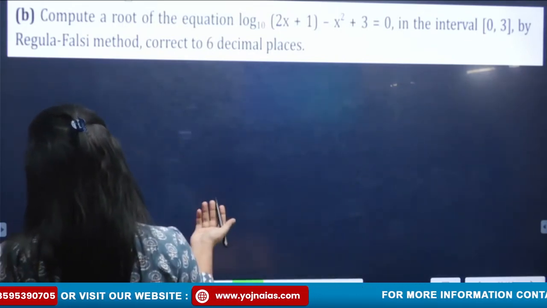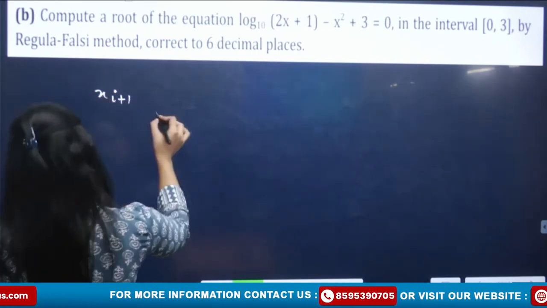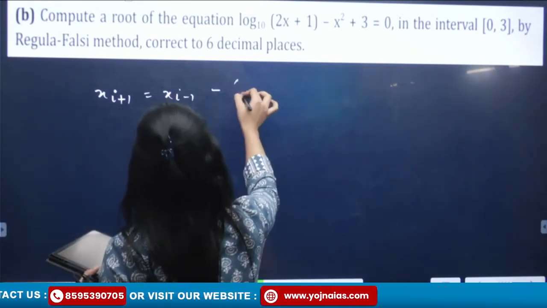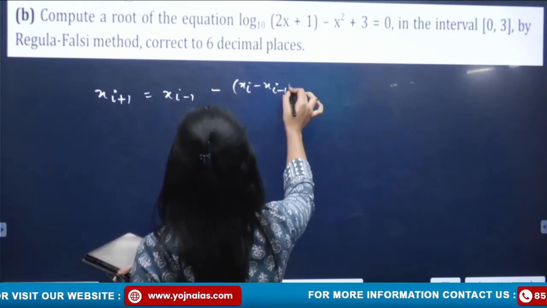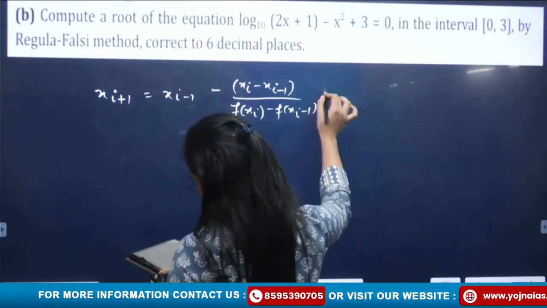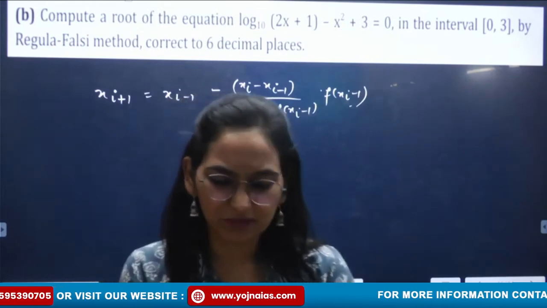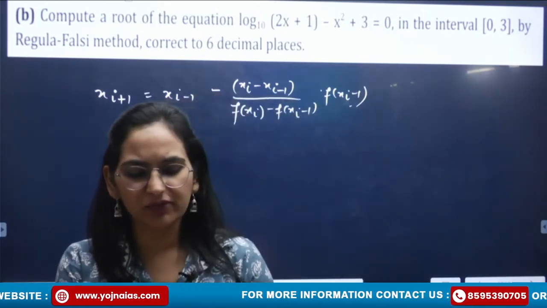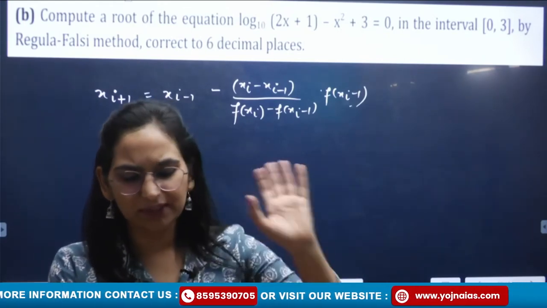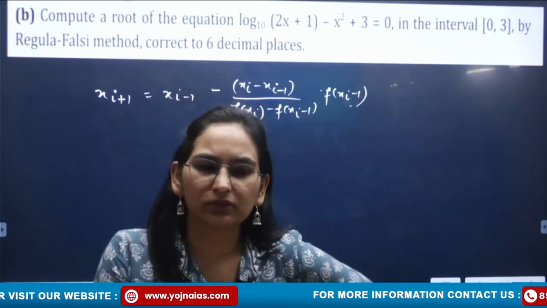First we will write the regula falsi method, which is x_{i+1} is equal to x_i minus (x_i minus x_{i-1}) divided by (f of x_i minus f of x_{i-1}) into f of x_i. Put these values. Let me tell you some of the cheat rules here. Whenever you start the regula falsi method, you require a root which is very close to these values. They have given us the interval 0 and 3. We cannot check the entire values, and if we start from either 0 or 3, it would require a lot of iterations.